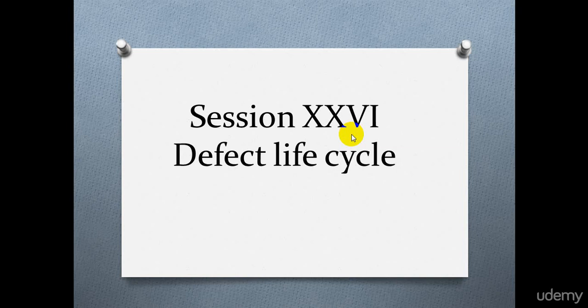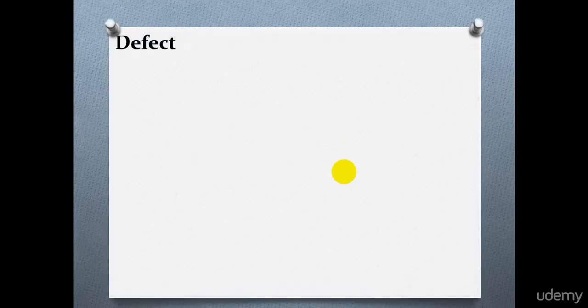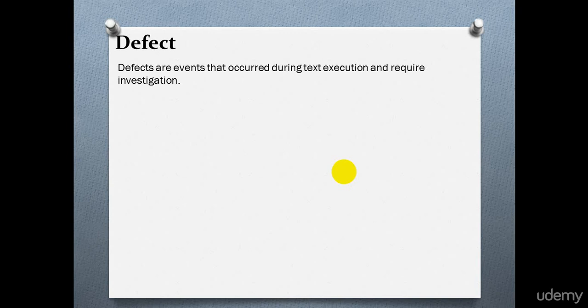In this session, we are learning about defect life cycle. Defect life cycle is an important concept in the testing process. What is a defect? Defects are events that occur during test case execution and require investigation. When you report a discrepancy between the actual and the expected results, then it is called an incident or defect.